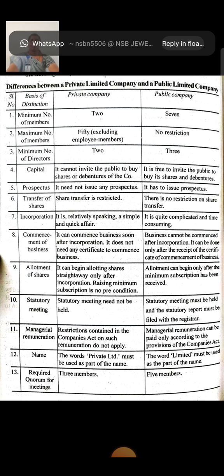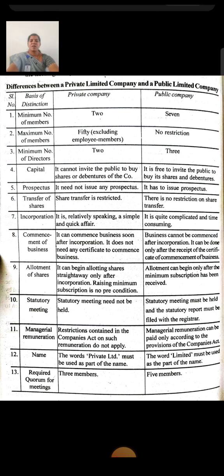Then the third point is the minimum number of directors. A private company has a minimum of 2 directors, and a public company has 3 directors. So a private company has 2 directors and a public company has 3 directors.